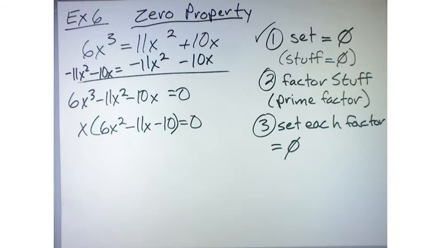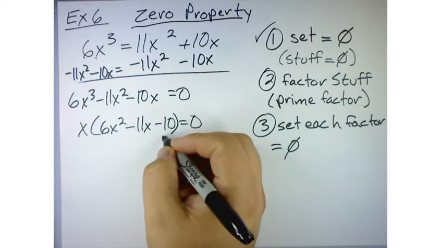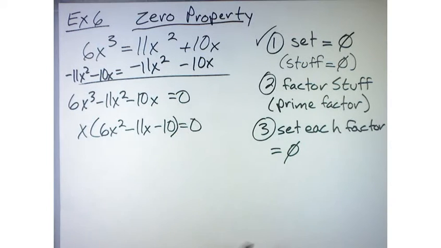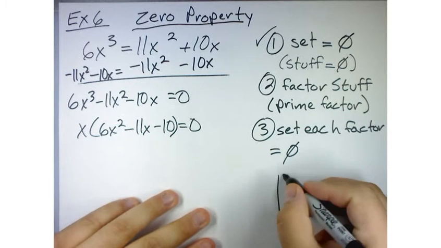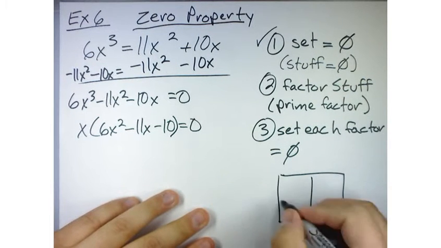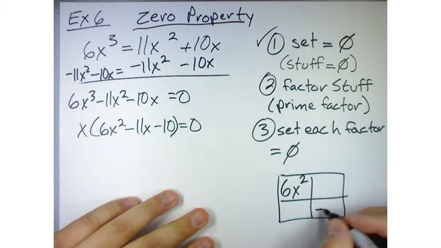I want to look to see if there's something else I could factor out. I know that 6 and 10 are even, so maybe I could factor out a 2, but then I have 11, which is a prime number. So the only thing that goes into 11 is 1 and 11. That doesn't help. So I need to figure out what two terms I multiply to get this quadratic, if it is possible to do it that way. So I'm going to write it out over here. And I'm going to put the first term here, 6x squared, and then negative 10 here.